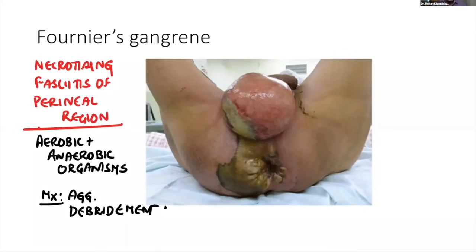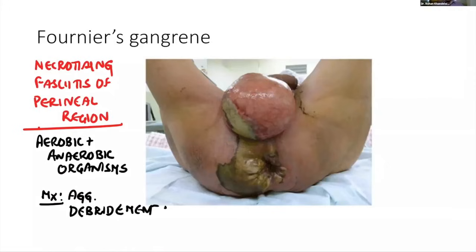Fournier's gangrene has also been asked in the exam. This is necrotizing fasciitis of the perineal region. It is caused by aerobic plus anaerobic organisms, and it is rapidly progressive. It is seen in immunocompromised patients, and the management is aggressive debridement. Even after aggressive debridement, there can be high mortality in these patients.